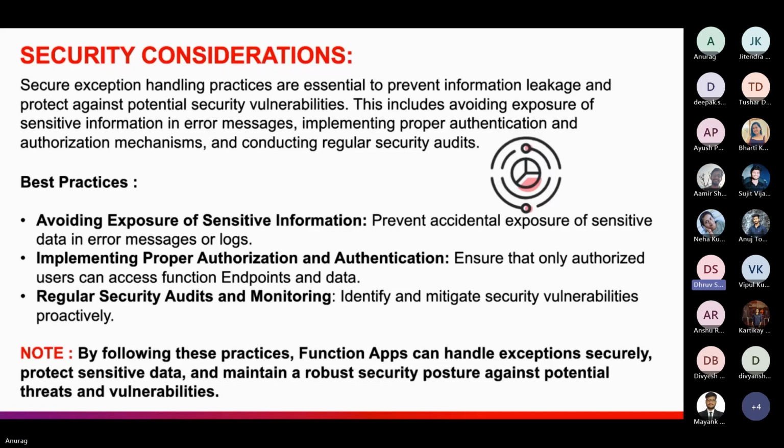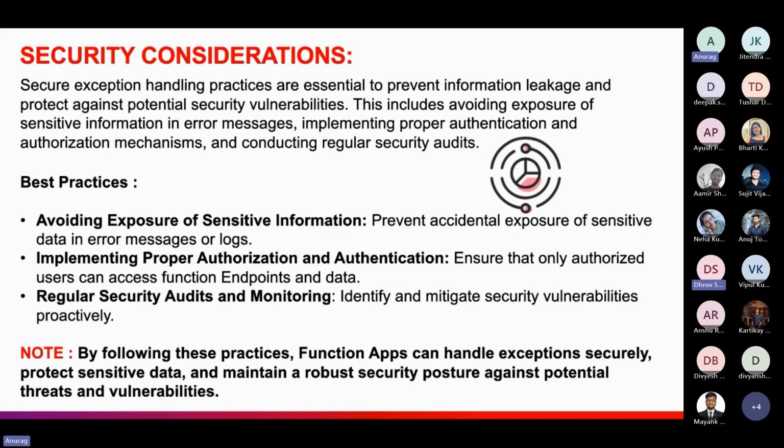And second one is implementing proper authorization and authentication. It ensures that only authorized users can access function endpoints and data. So in this, basically, we add the authorization and authentication to our function app. We also authorize the APIs. So we can add authentication on our different APIs on the basis of tokens. Every user who has a specific token can only consume that API.